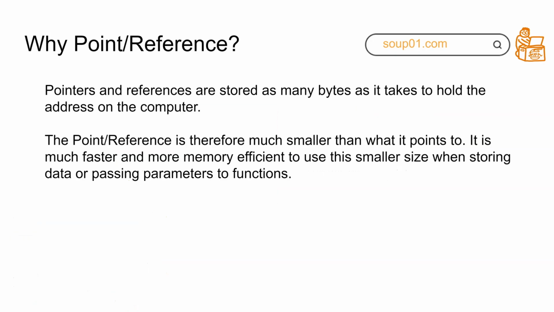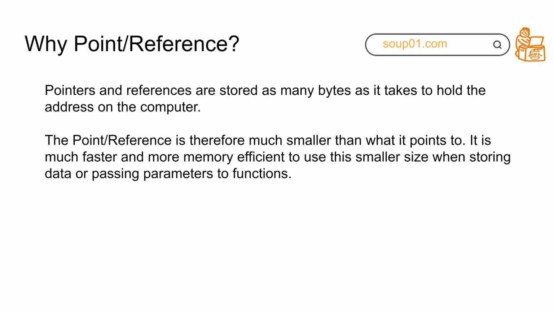Okay, so why do we need to use pointer or reference? Pointer and reference are stored as many bytes as it takes to hold the address on the computer. The pointer and reference are therefore much smaller than what is pointed to. It is much faster and more memory efficient to use this smaller size when storing data or passing parameters to functions.